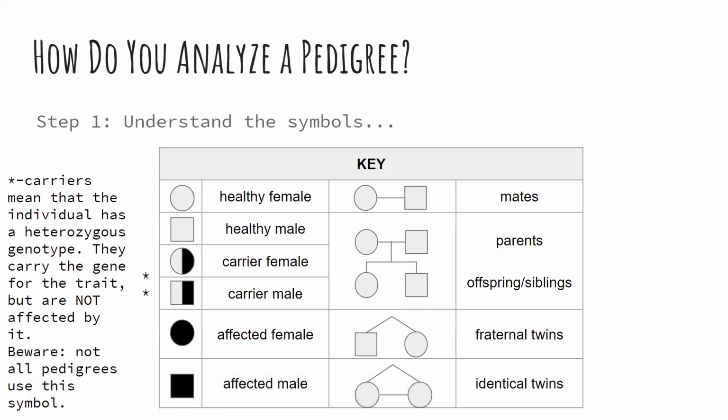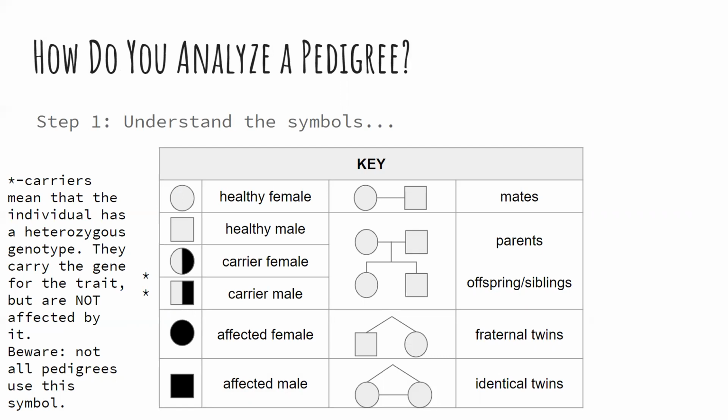Here you have our shapes shaded in halfway. That means that they're carriers. So a carrier, if you hop over to my asterisk over to the side, means that the individual has a heterozygous genotype, meaning that they carry the gene for the trait, but they are not affected by it. So they carry that gene, but that gene is not affecting them. It's not hurting them or helping them, depending on what the trait is. So if it's shaded in halfway and it's a circle, it's a carrier female. But if it's shaded in halfway and it's a square, it's a carrier male.